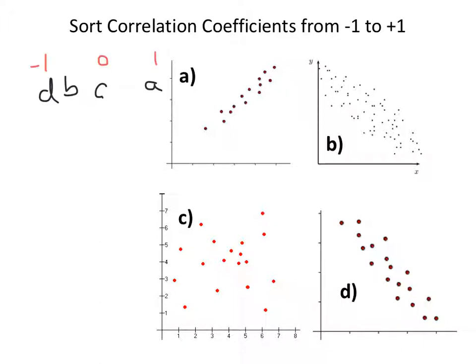So the closest to -1 would be D. It's negative and it's the most linear negative. Then moving towards 0 would be B. It's negative, but it's not as linear as D is. It's a little more cloud-like. This one here, C, would probably be pretty close to 0. There's almost no correlation between these data. It doesn't look like a line at all. And then A is positive because it has a positive slope, and it's pretty close to 1 because it's pretty linear.